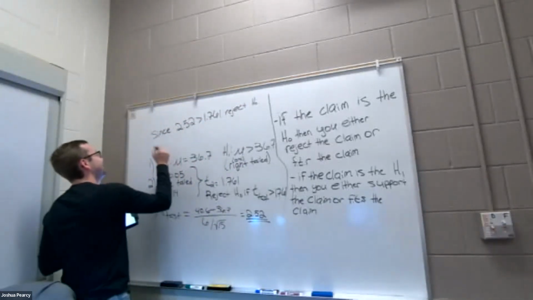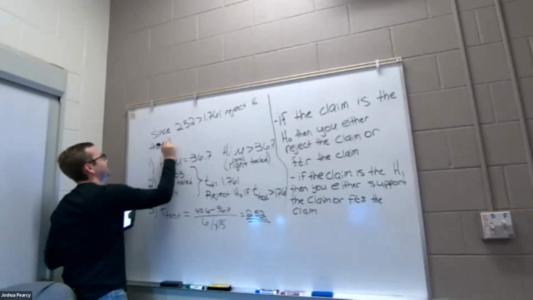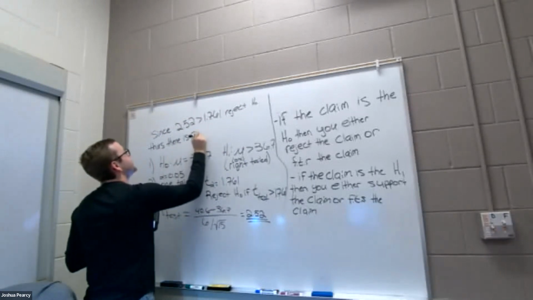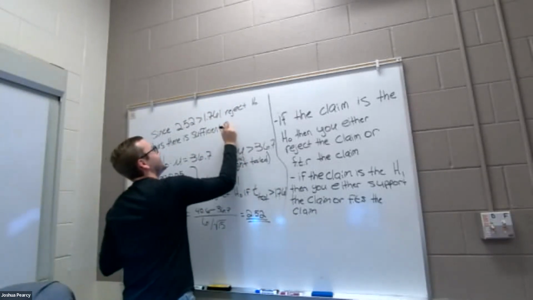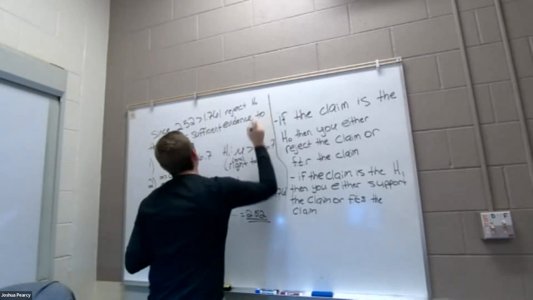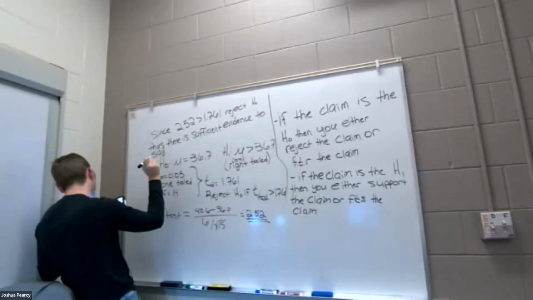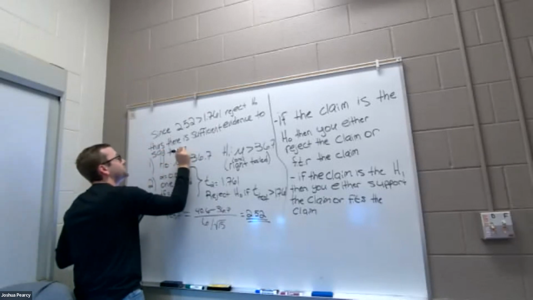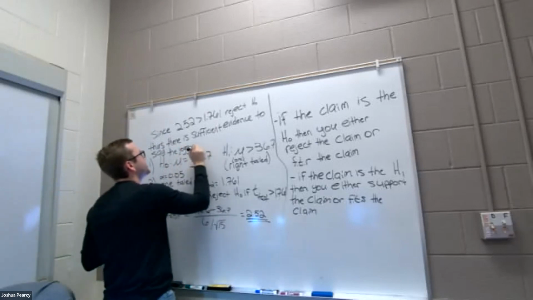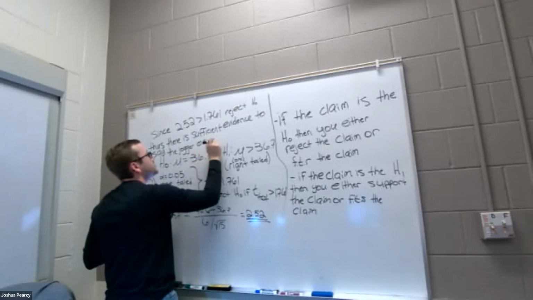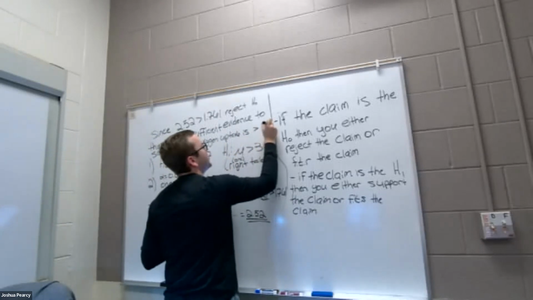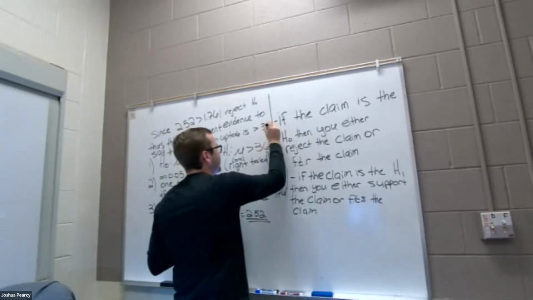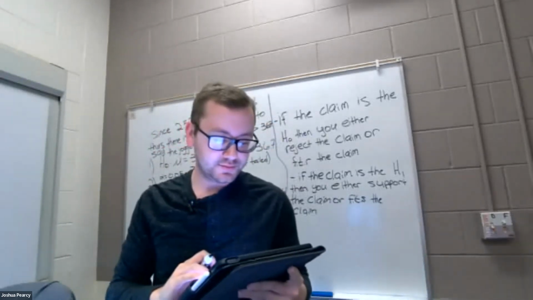Reject the null hypothesis. Thus, there is sufficient evidence to say the joggers' oxygen uptake is greater than 36.7. Or the way I put it in the completed notes is greater than the average of all adults. Either one works.